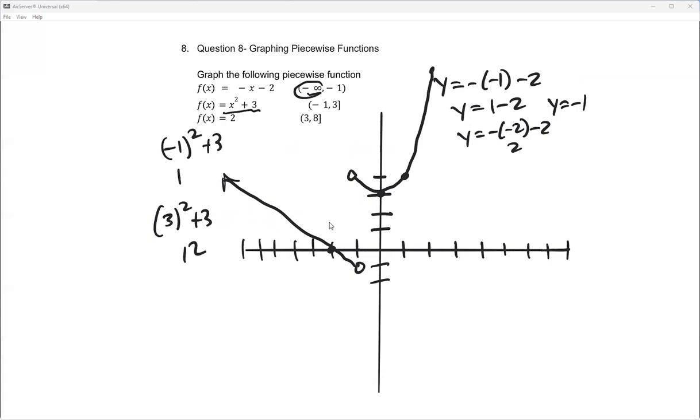And then from there, y equals 2 as a horizontal line from 3 to 8. And so at 3, draw an open circle and go all the way to 8. And that is your piecewise function here.